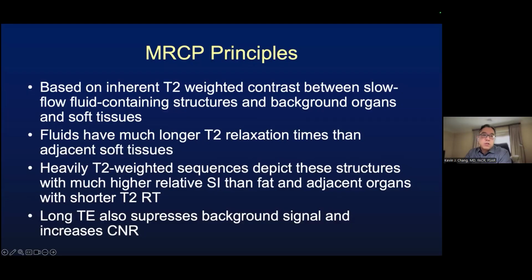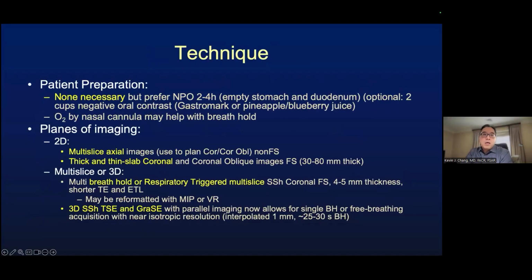Fluids have much longer T2 relaxation times than the adjacent soft tissues, and very heavily weighted T2 weighted sequences can depict these structures with a higher relative signal intensity than the adjacent fat and organs, which have a shorter T2 relaxation time. When you image with a long echo time, it helps to suppress the background signal and increases the contrast to noise ratio of these structures.